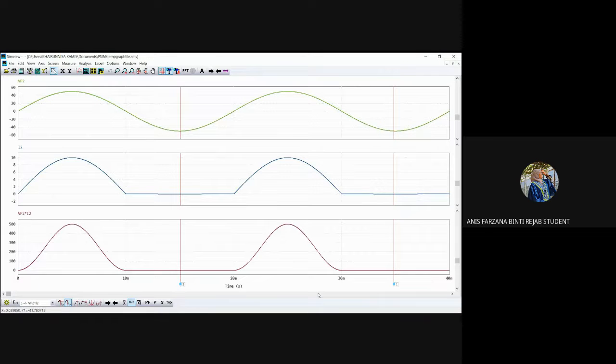For the voltage, there are 2 cycles. For the positive cycle, the diode conducts and the input voltage appears during... wait a moment, sir.